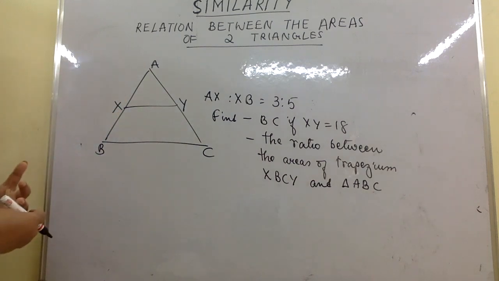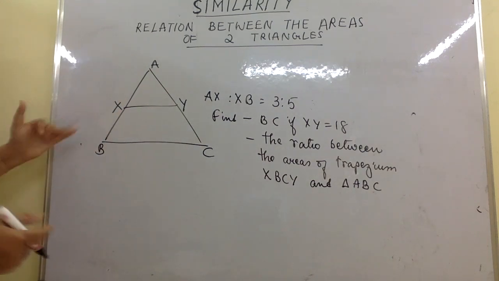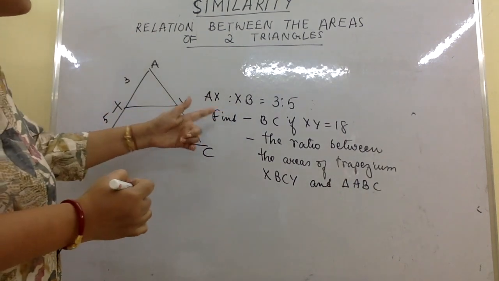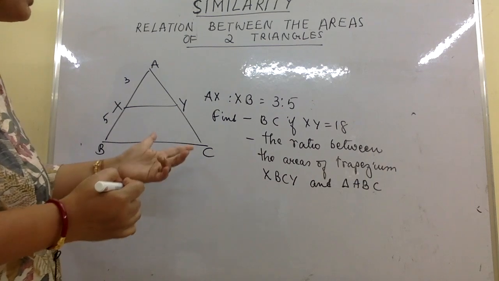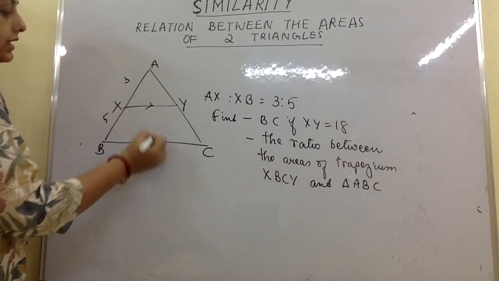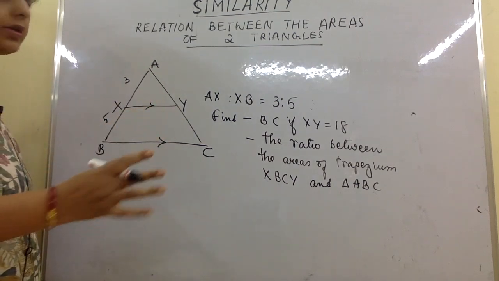Let's take a look at this again. AX is to XB means if this part is 3 parts, this is 5 parts. You have to find BC if XY is 18. Okay, and they have told that this line is parallel to this, that they have given in the figure only.